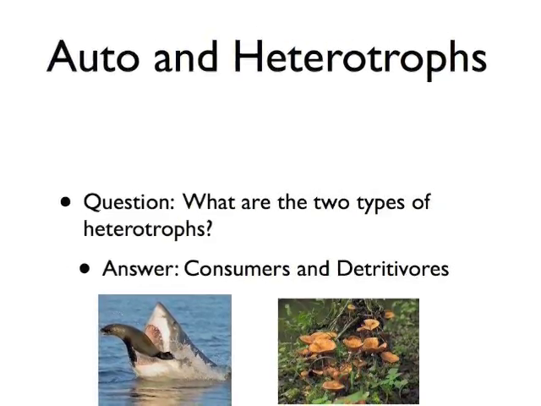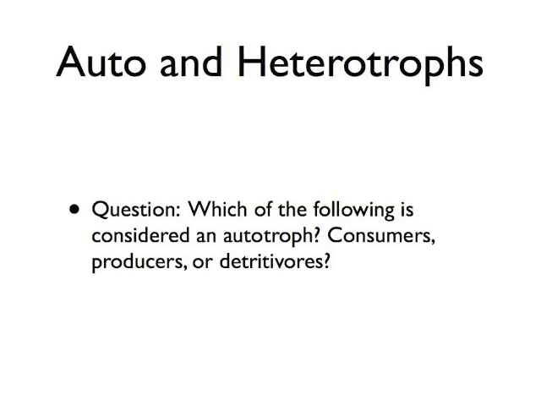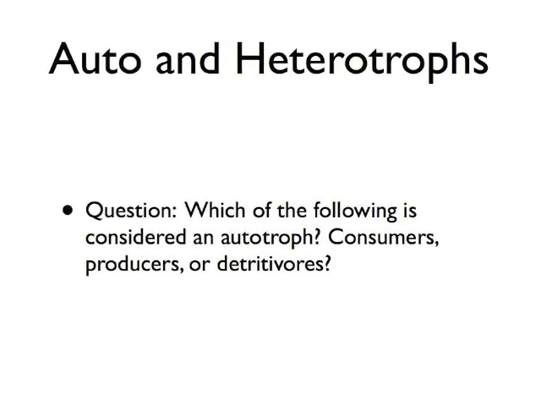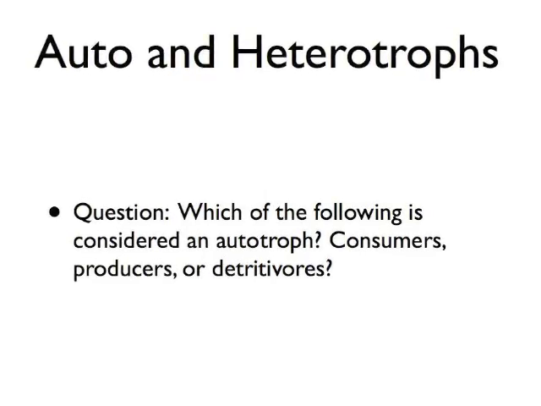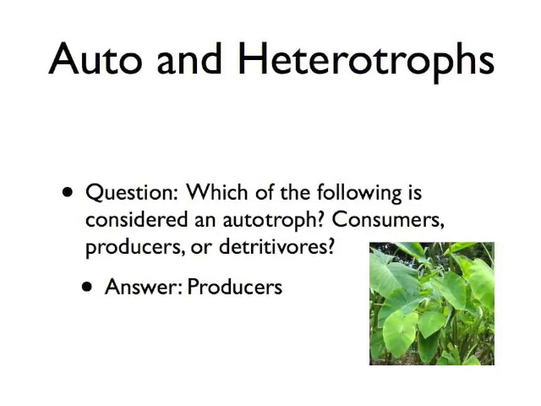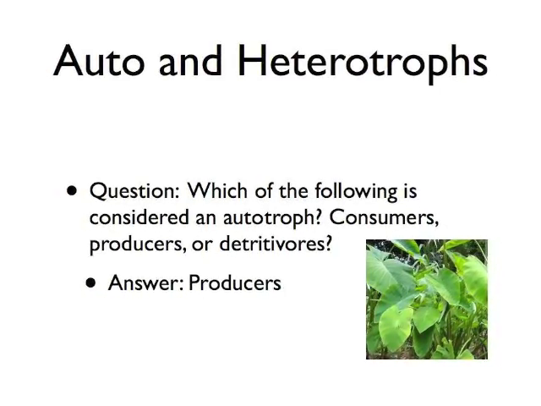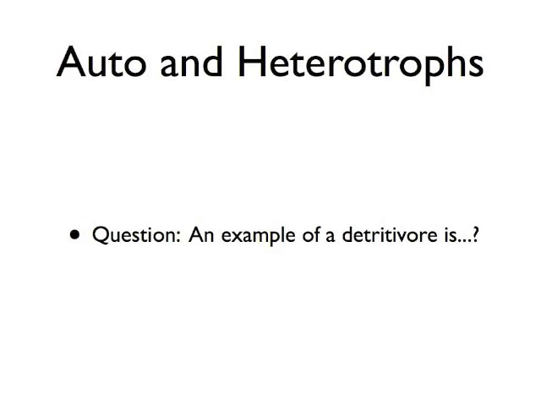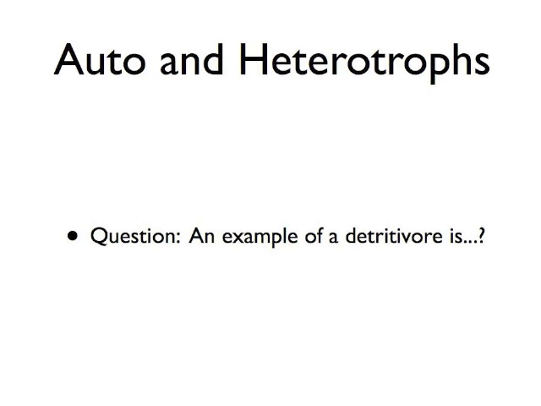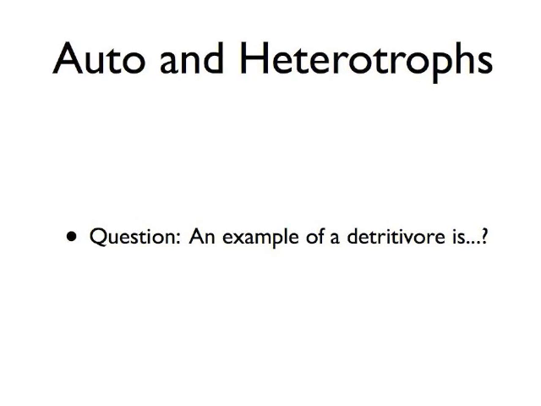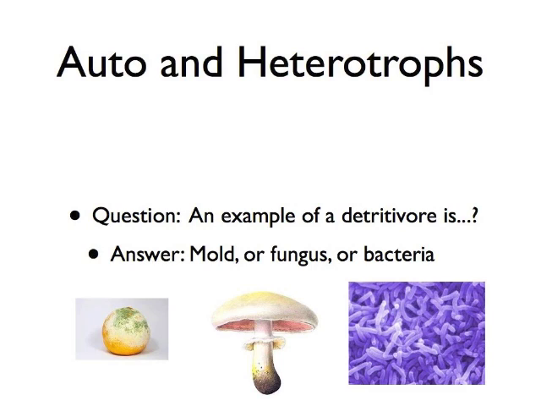Consumers and detritivores. Which of the following is considered an autotroph? Consumers, producers, or detritivores? Producers. An example of a detritivore is fungus or bacteria.